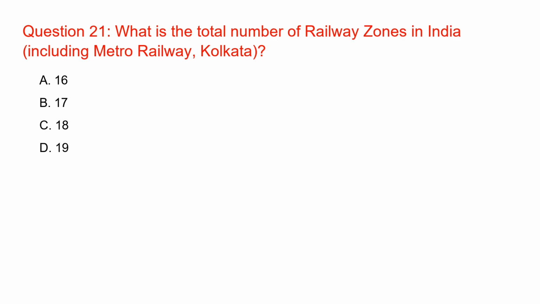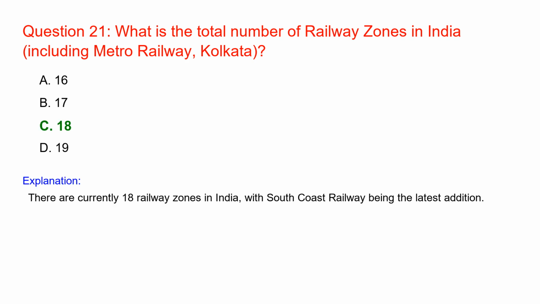What is the total number of railway zones in India, including Metro Railway, Kolkata? 18. There are currently 18 railway zones in India, with South Coast Railway being the latest addition.